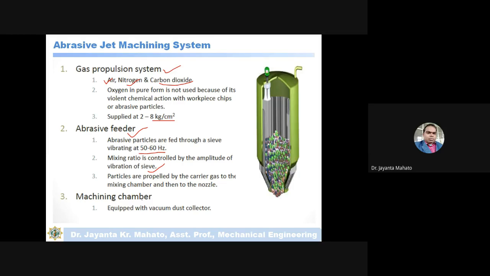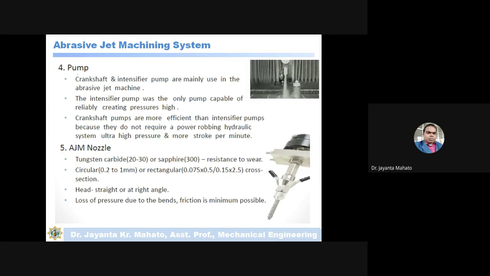Machining chamber, equipped with vacuum dust collector. Then another component is pump. So here a crankshaft and intensifier pump are mainly used in the abrasive jet machine. Okay, means this type of pump, crankshaft and intensifier pump. The intensifier pump was the only pump capable of reliably creating high pressure. Okay, so this pump is actually used for creating a high pressure.